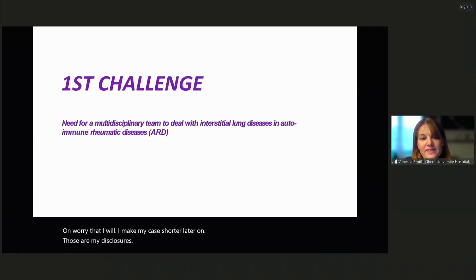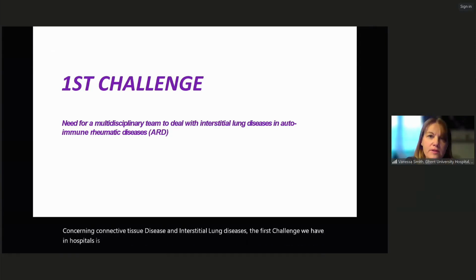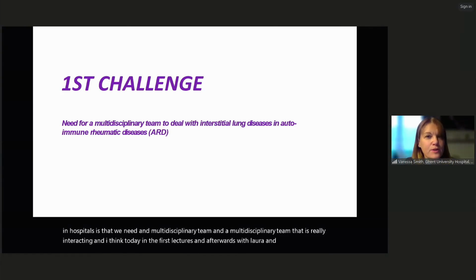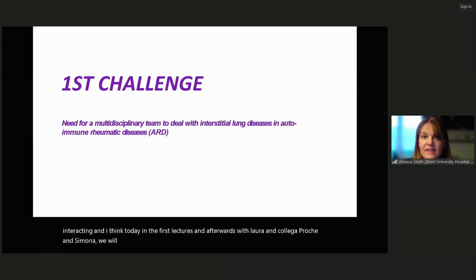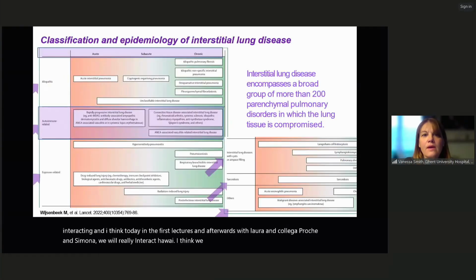Concerning connective tissue disease and interstitial lung disease, the first challenge we have in hospitals is that we need a multidisciplinary team, and a multidisciplinary team that is really interacting. And I think today in the first lectures and afterwards with Laura and colleague Prosh and Simona, we will really show how I think we should interact in daily life in our hospitals. Why do we need a multidisciplinary team?